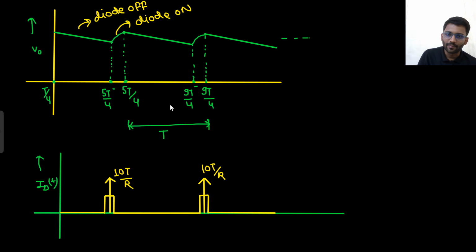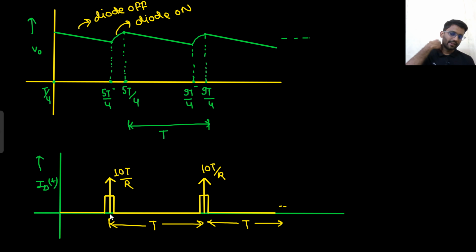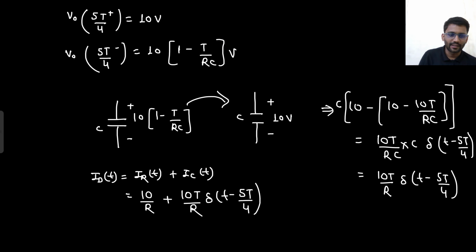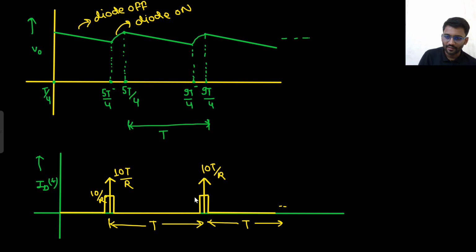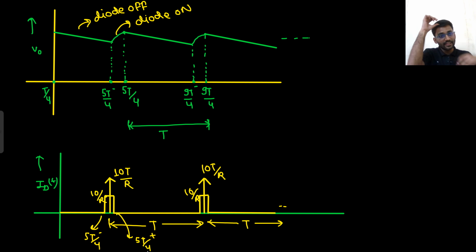And what is the gap between these? This gap is time period T. Then again after time period T, it will repeat. Now the interesting thing is, what is this magnitude? The resistor current is 10 by R. The interesting point is this point is 5T by 4 minus and this point is 5T by 4 plus. What is the time window? Time window is nearly 0.